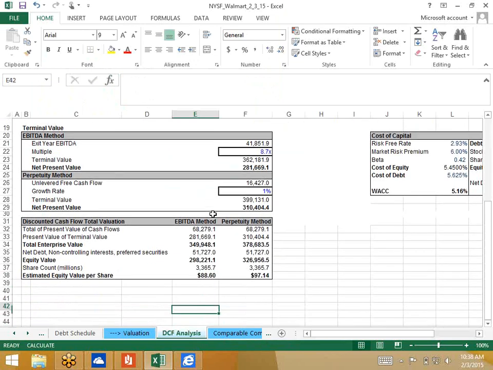So even though we have a range of 88 to 97, there are major variables that could impact this. So using the EBITDA method, what are the two biggest variables that affect this? The two biggest variables that impact the EBITDA method. Like a part of the multiple. No, including the multiple. I'm just recapping. The multiple and?